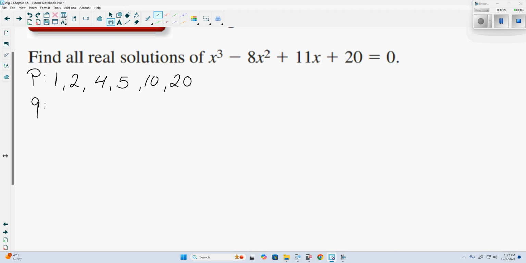Q is the factors of the leading coefficient. So what is our leading coefficient here? 1. Well, the only factors of 1 are 1. Any questions on how we found P and Q? Because I think some of you might have been a little confused with this, yes? I mean, watching it yesterday.